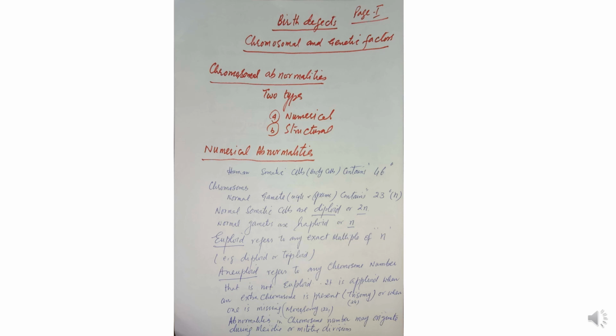Number one is the numerical, in which the number is disturbed. Say the normal chromosome number is 46, including the sex chromosomes as well as the autosomal chromosomes, which are 44 autosomes and two sex chromosomes.